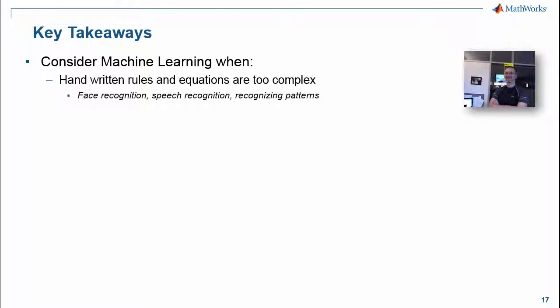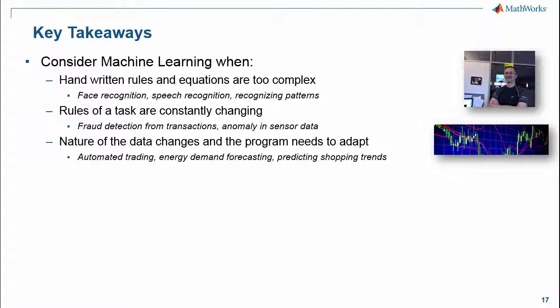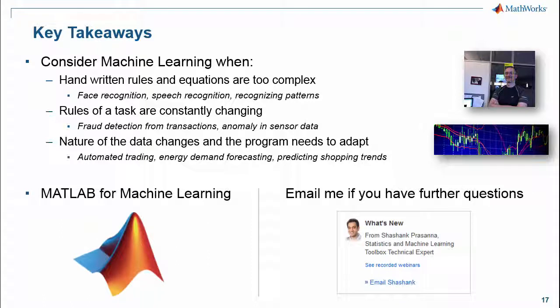This brings us to the end of our presentation, and I'll try to keep this short and brief. I'd like to share with you some guidelines on when you should consider machine learning. Consider machine learning if you're working on a problem where handwritten rules and equations are too complex or impossible to formulate, or when the rules of your task are constantly changing and your program or model needs to constantly adapt since your task is a moving target, or when the nature of your data changes and the program needs to constantly adapt.